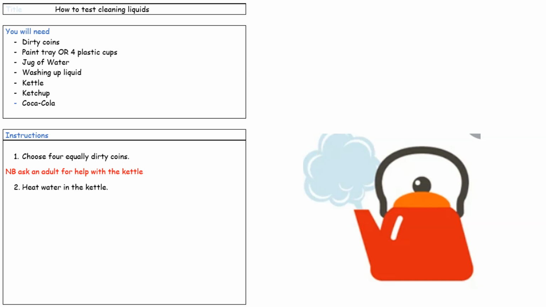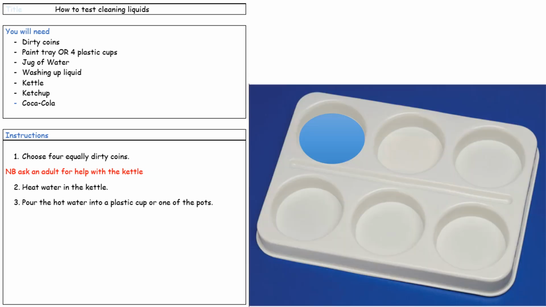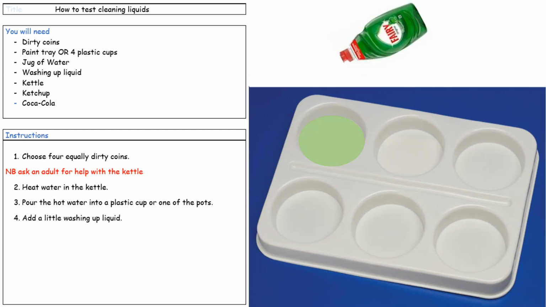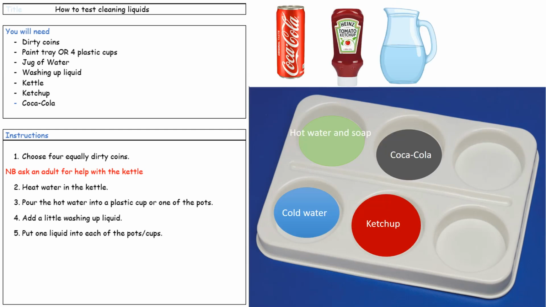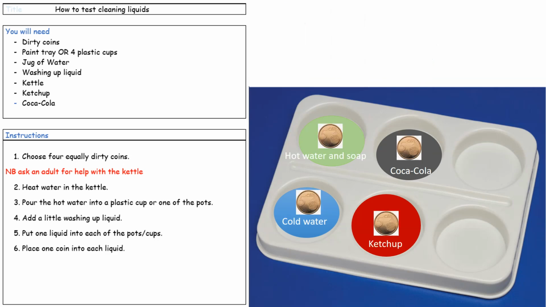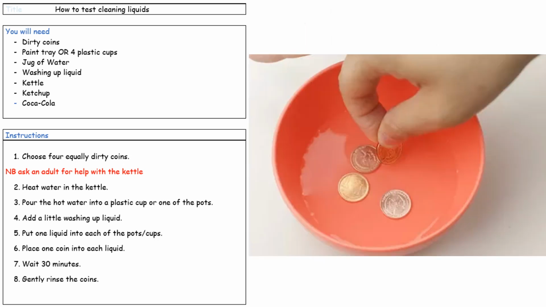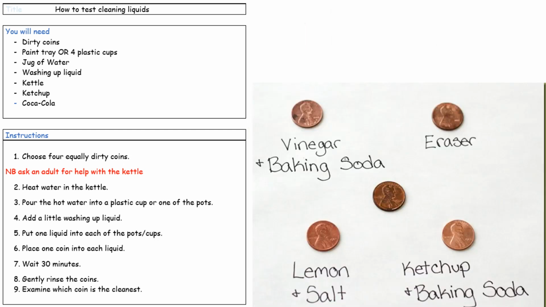Step 2. Heat water in the kettle. Step 3. Pour the hot water into one of the plastic cups or paint pots. Step 4. Add a little washing up liquid. Step 5. Put 1 liquid into each of the pots or cups. Step 6. Place 1 coin into each liquid. Step 7. Wait 30 minutes. Step 8. Gently rinse the coins. Step 9. Examine which coin is the cleanest.